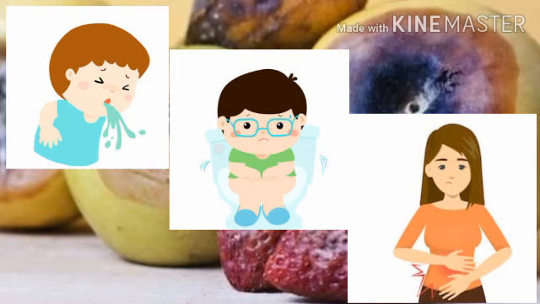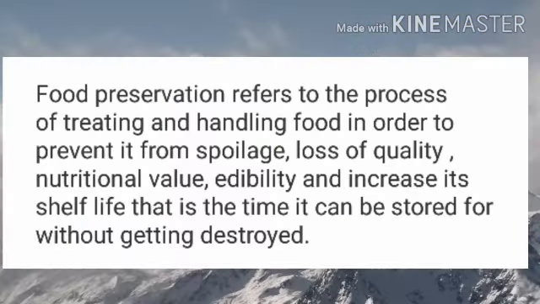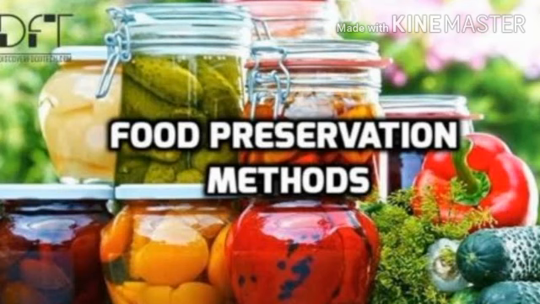Microorganisms require air, water, and warmth for growth. Food can be prevented from getting spoiled by preventing the growth of microorganisms. The process by which spoilage of food is prevented is called food preservation. Let us discuss some commonly used methods of food preservation.